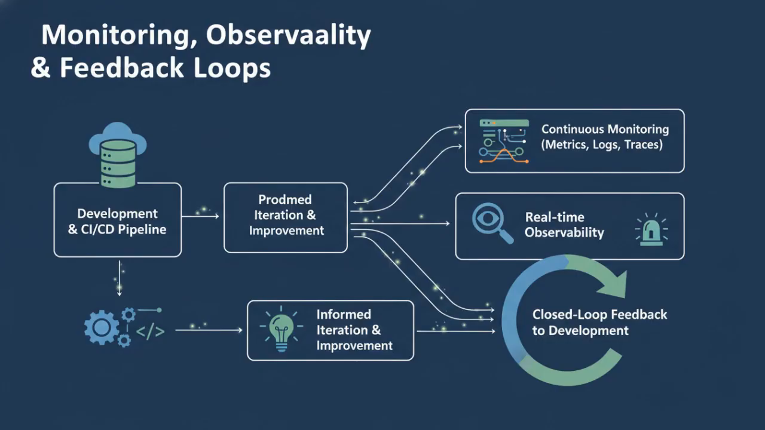Robust feedback loops channel operational insights back to development teams, informing future iterations and prioritizing bug fixes or feature enhancements. This closed-loop system ensures that deployments are not just fast, but also stable and continuously improving based on real-world usage and performance data.